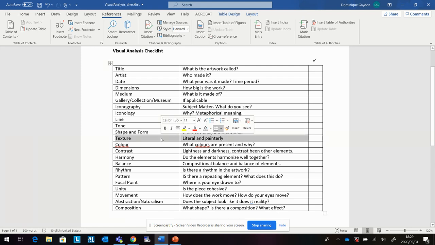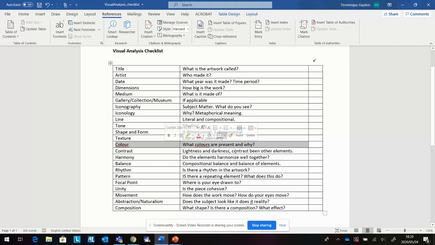We'll look at texture. So literal texture is the way that the paint is applied to the canvas. So is the paint applied in big, thick blobs, or is it painted on very softly and smoothly? And then we have the implied texture. So is the painting meant to look like fur? Is it meant to look like silk? What does that mean?